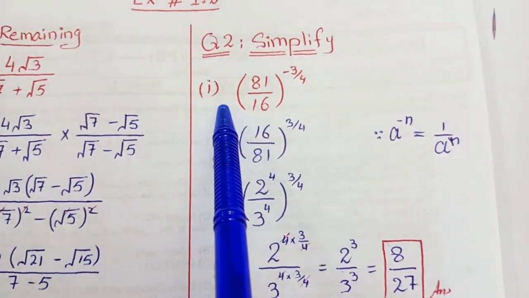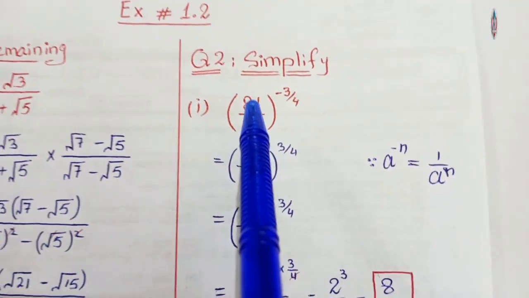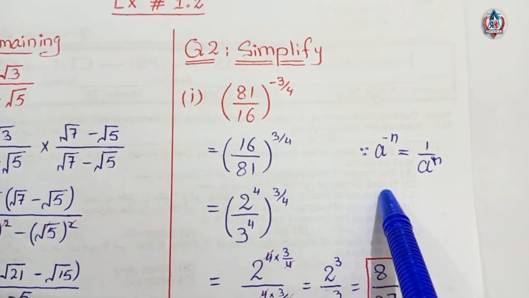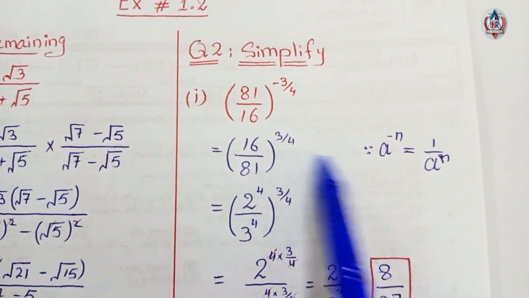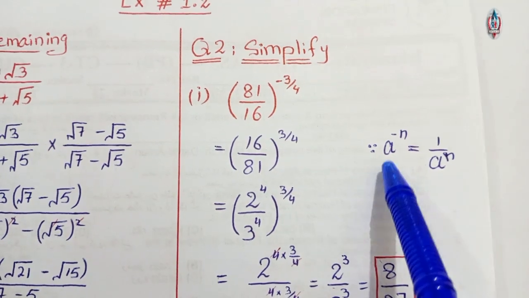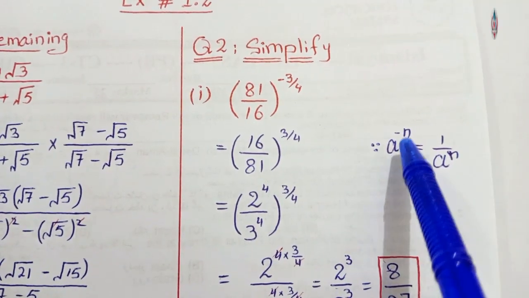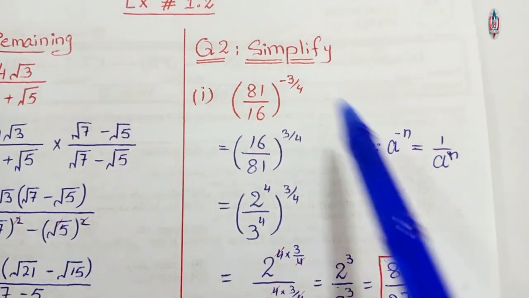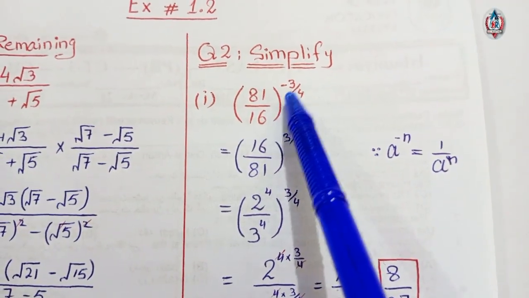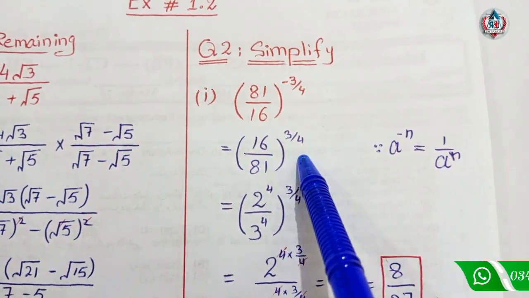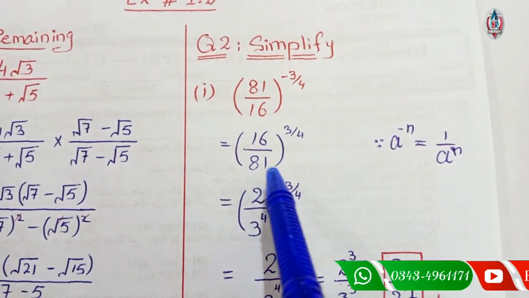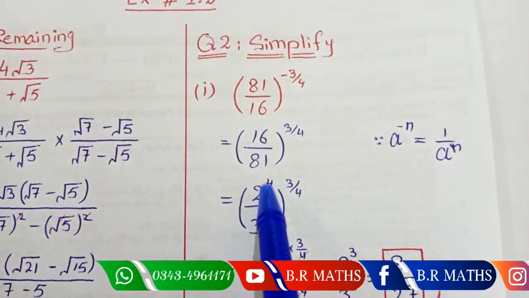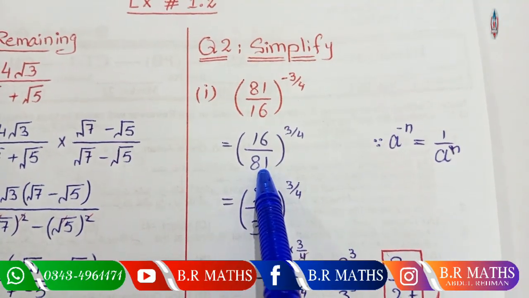Students, in question number 2, the first part is (81 divided by 16) whole power minus 3 by 4. According to this property, if the power of any number is negative, take the reciprocal. So minus 3 by 4 becomes plus 3 by 4, and take the reciprocal of the term 81 over 16, which becomes 16 over 81.